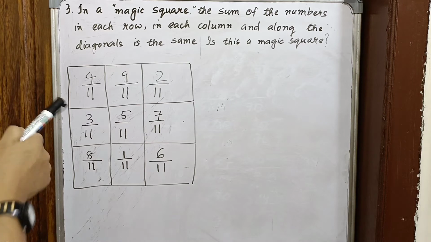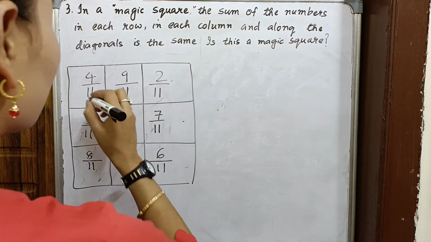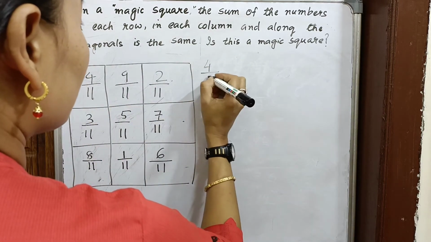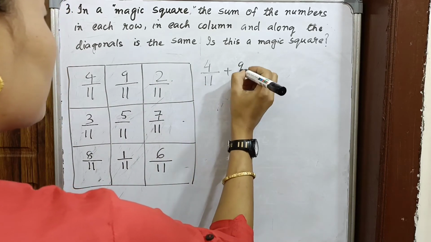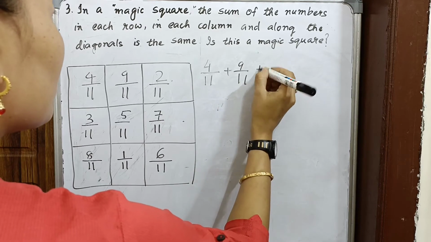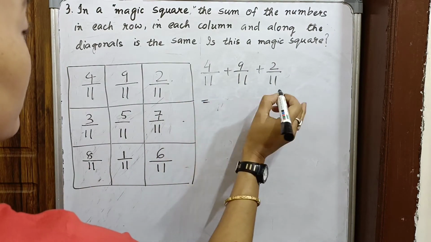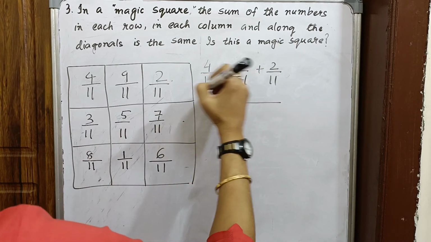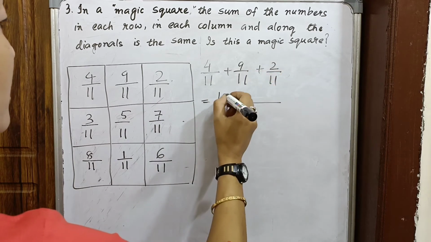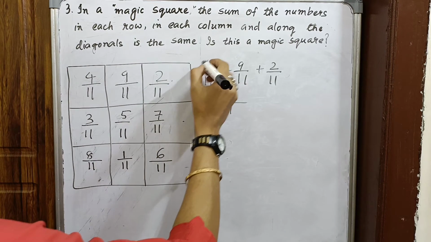How will we know? After summing up these three, if we get the same answer, then this is a magic square. So first we'll see for the first row, 4 by 11 plus 9 by 11 plus 2 by 11. First we'll see the denominator is same, so it is very easy to sum up. So 11, 9, 10, 11, 12, 13, 14, 15. So the answer is 15. So this is 15 by 11 in the first row.